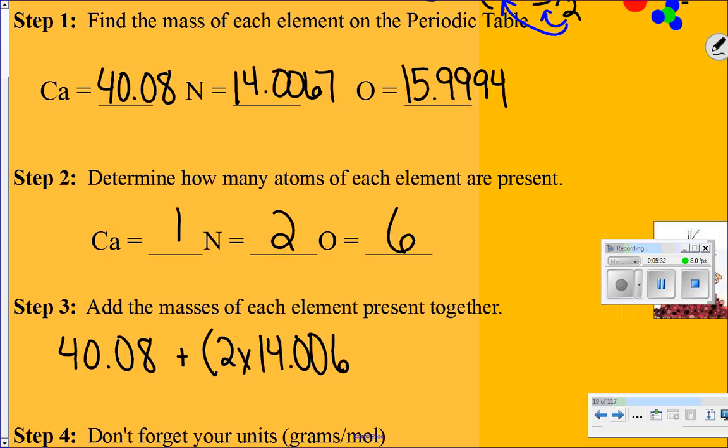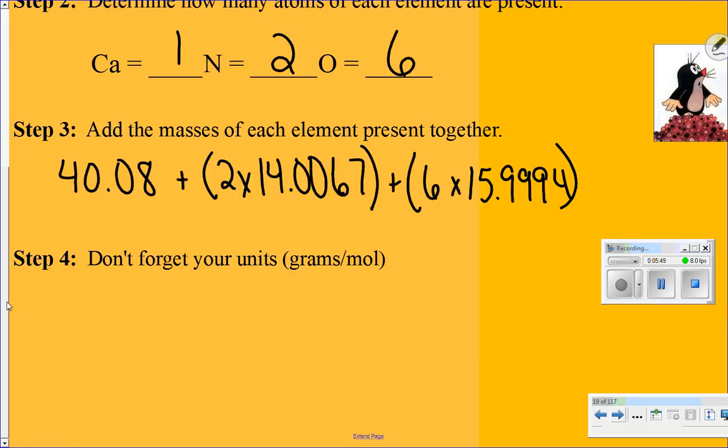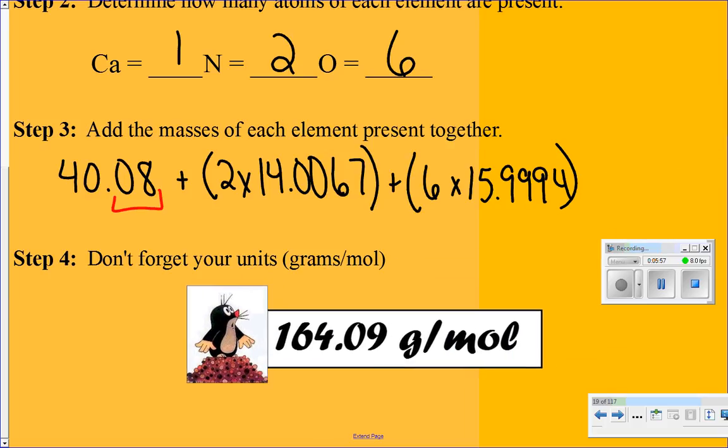For nitrogen, we have 2 nitrogens at 14.0067 each, and 6 oxygens, they're about 16 grams each, or 15.9994. Go ahead, punch these into your calculator. Our limiting factor for decimals here is going to be the 2 decimals in calcium. So we get 164.09 grams per mole.